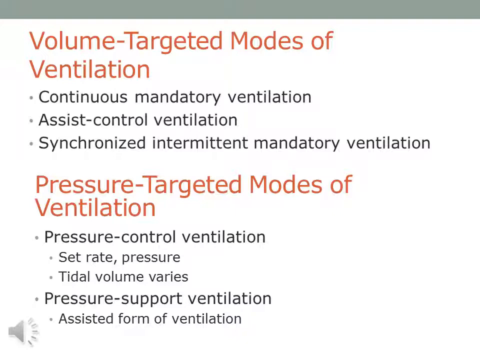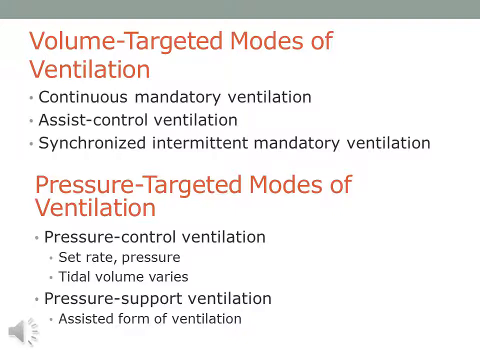And the last kind is pressure support ventilation. And this is also an assisted type of ventilation. With this one, the patient's got to have a reliable respiratory effort. They have to be able to kind of initiate the breath on their own. But what the ventilator is going to do here is when the patient initiates the breath, the ventilator is going to support them. And how much support is given will depend on the pressure setting on the ventilator.